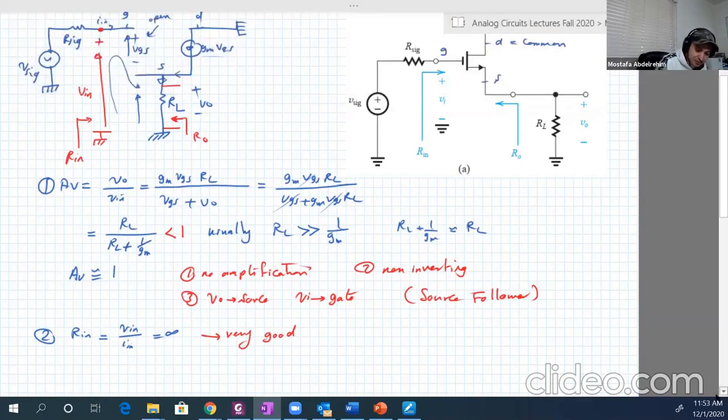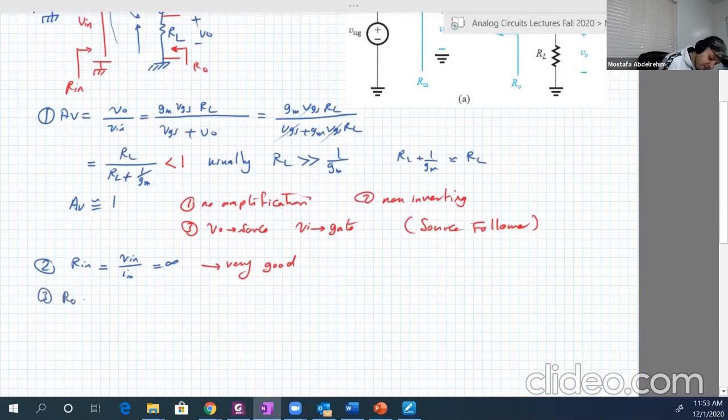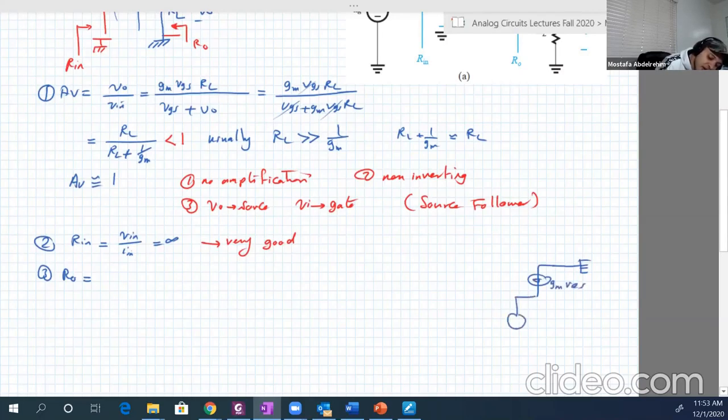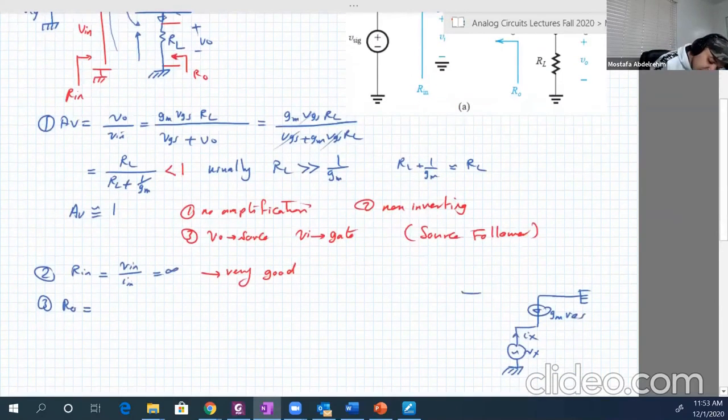Let's now see RO. We're going to remove RL and put Vx and Ix, and of course cancel the source. So we have here ground, then GM VGS, and here is Vx, and here is Ix. I'm going to cancel the source, so we have something like this. This is our signal, and here is VGS.